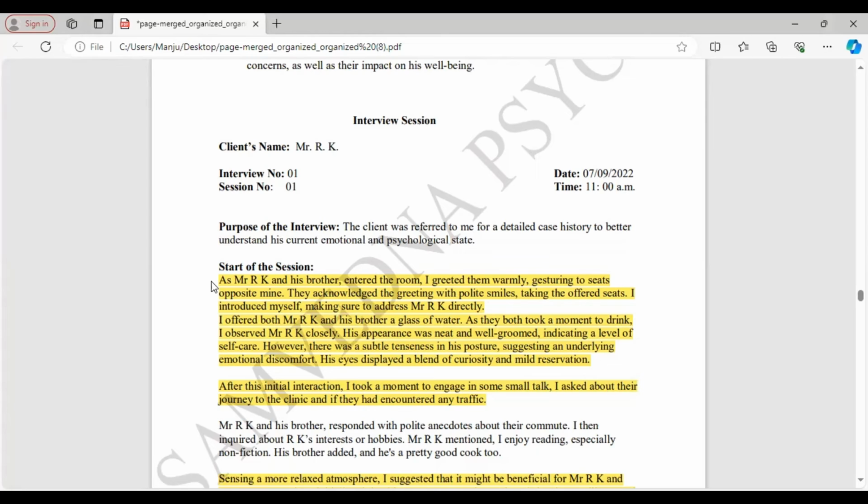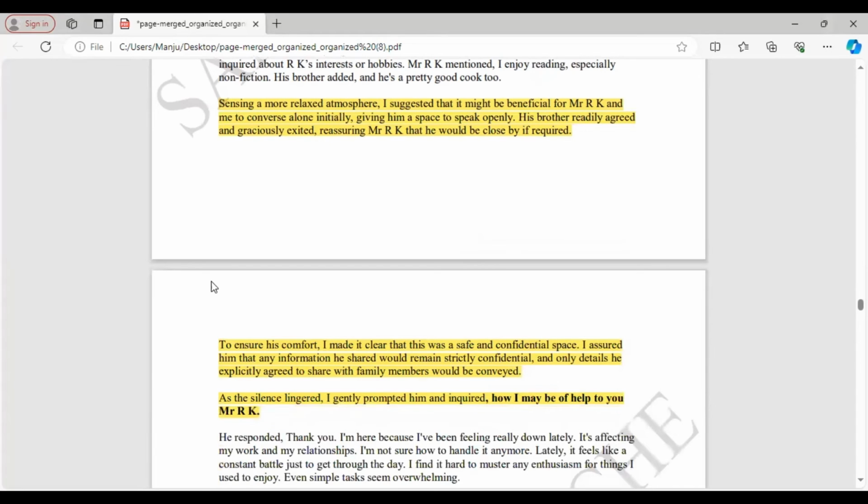After this initial interaction, I took a moment to engage in small talk. I asked about their journey to the clinic and if they had encountered any traffic. Sensing a more relaxed atmosphere, I suggested that it might be beneficial for Mr. RK and me to converse alone initially, giving him a space to speak openly. His brother readily agreed and graciously exited.